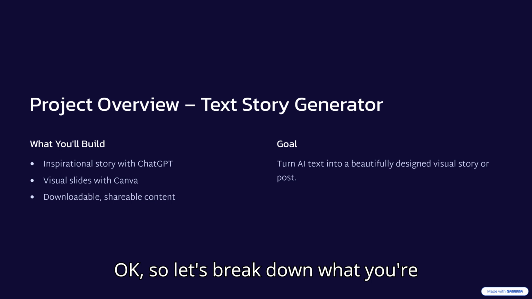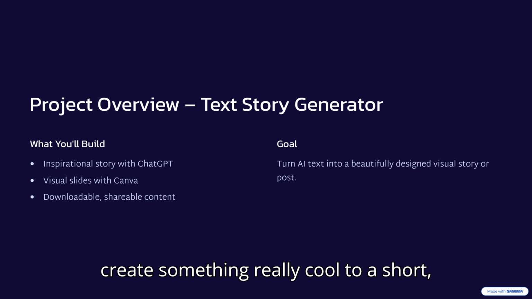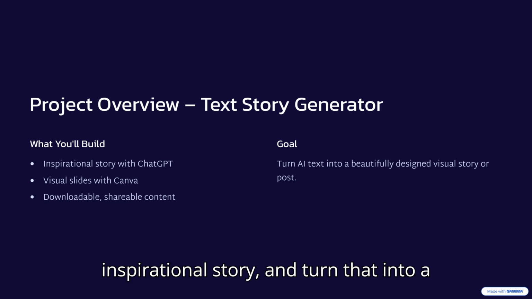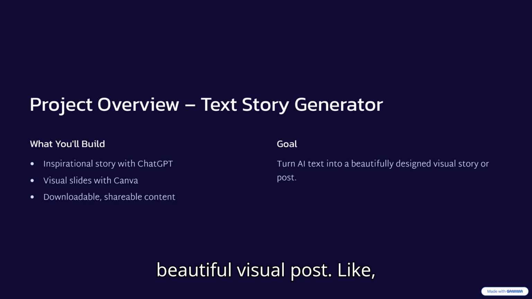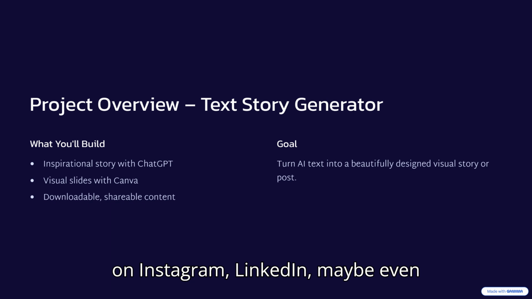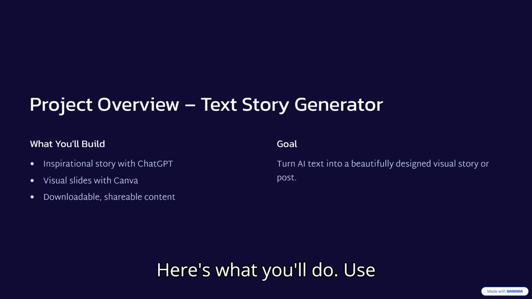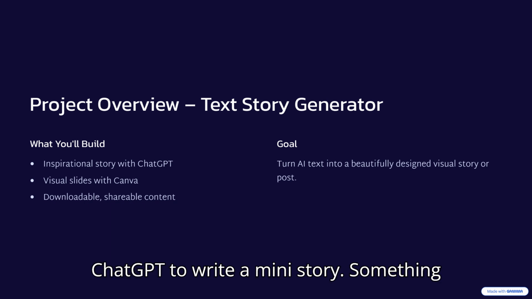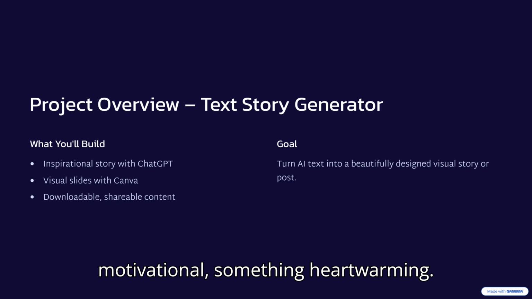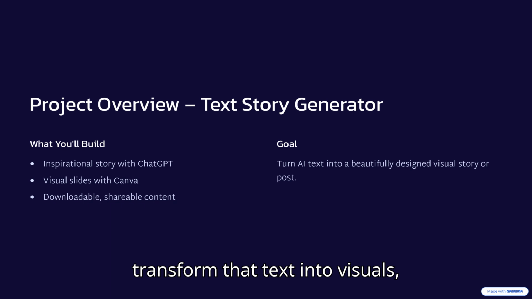Okay, so let's break down what you're actually going to build. You're going to create something really cool, a short inspirational story, and turn that into a beautiful visual post. Like, think about it. Something you can share on Instagram, LinkedIn, maybe even in an email campaign or school project. Here's what you'll do. Use ChatGPT to write a mini story, something motivational, something heartwarming. Then you'll hop over to Canva and transform that text into visuals, slides, carousels, posters, you name it.